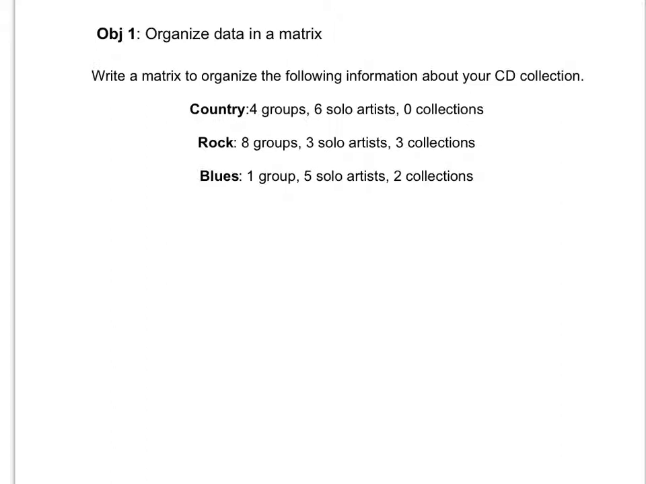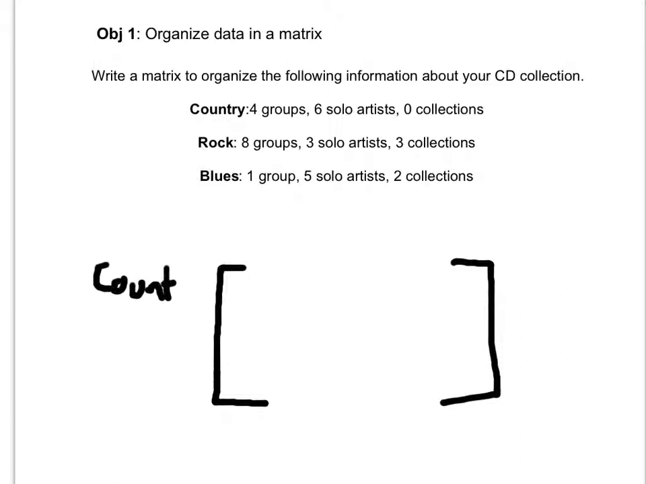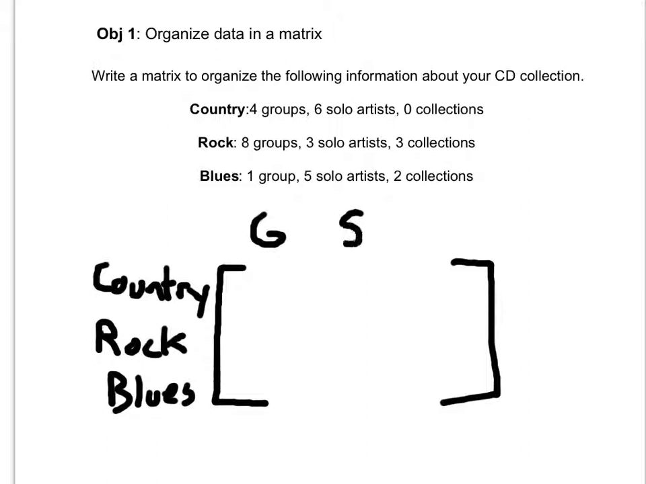So here's what I'm going to do. I'm going to start by making my brackets. Okay. Now I can kind of decide how I want to organize this. I know I've got to include all 3 different kinds of music. So here's country. It's going to be in this row. Then the middle row we're going to have the numbers for rock. And we got to have some blues too. Alright, those are our rows. Then for our columns, we've got groups, we've got solo artists, and we've got collections.